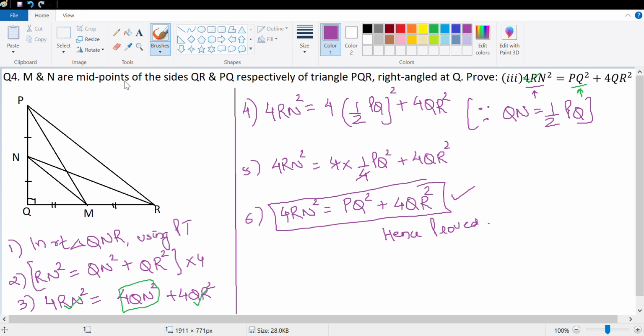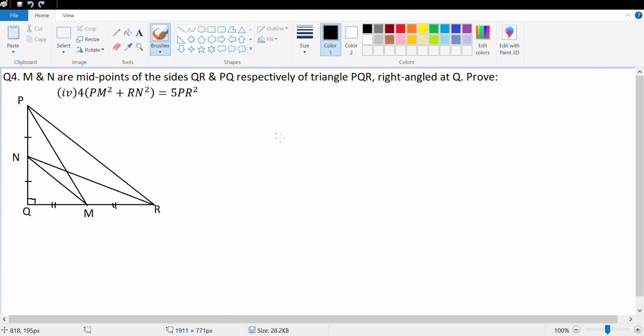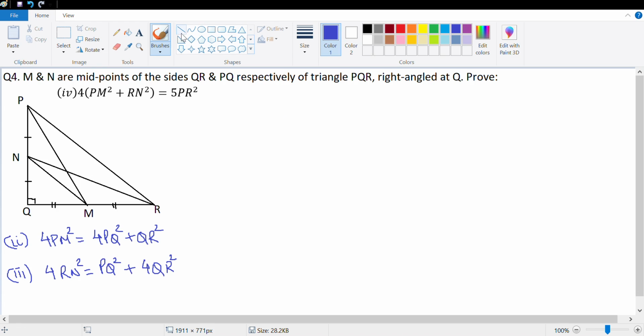The next part of this question is part 4, where we need to prove that 4 times PM square plus 4 times RN square is equal to 5 PR square. Now for this we will have to go back to what we proved in part 2 and part 3. So in part 2 I will just write what we've already proved. Part 2 we proved that 4 PM square is equal to 4 PQ square plus QR square. We've already proved this. Part 3 we have proved 4 RN square is equal to PQ square plus 4 QR square.